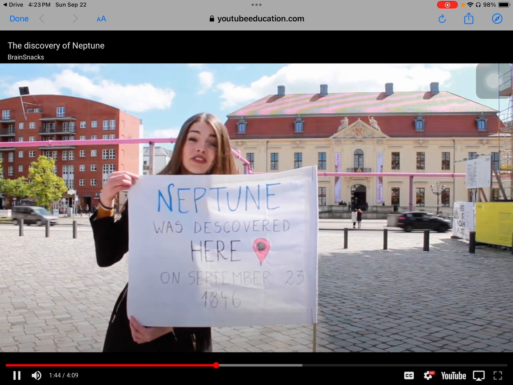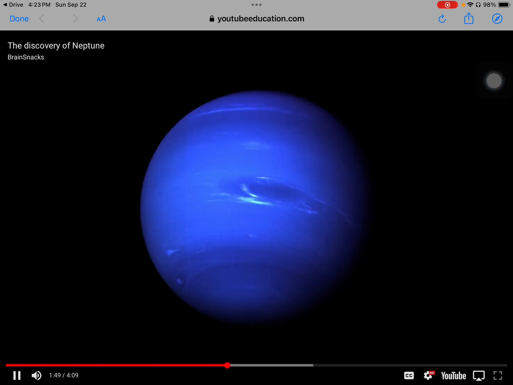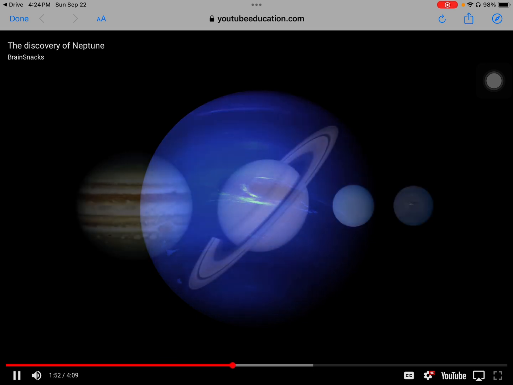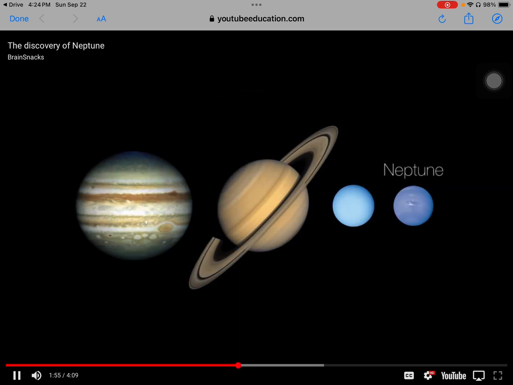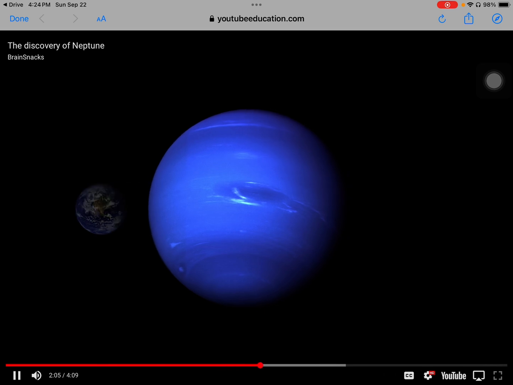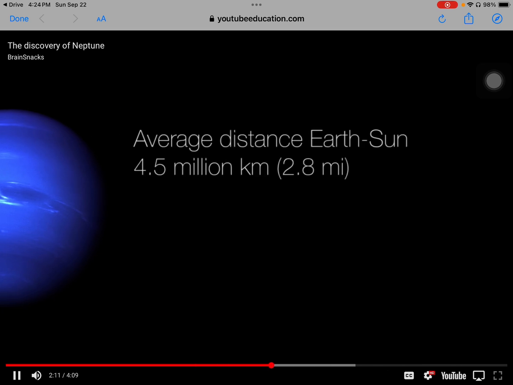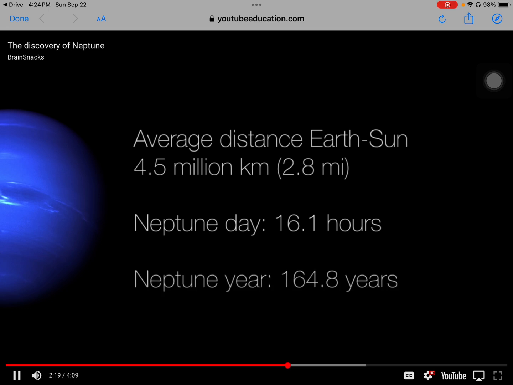But before we find out how this actually happened, here are some facts about the planet. Neptune is the farthest known planet from the Sun in our solar system. It is the fourth largest planet by diameter after Jupiter, Saturn, and Uranus. Neptune is 17 times as massive as Earth, and 58 Earth volumes could fit in it. Its average distance from the Sun is 4.5 million kilometers. One Neptune day is 16.1 hours, and one Neptune year, the time that Neptune needs for a whole orbit around the Sun, is 164.8 years on Earth.